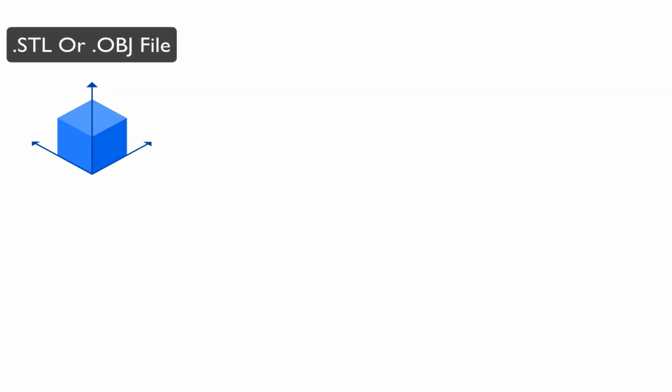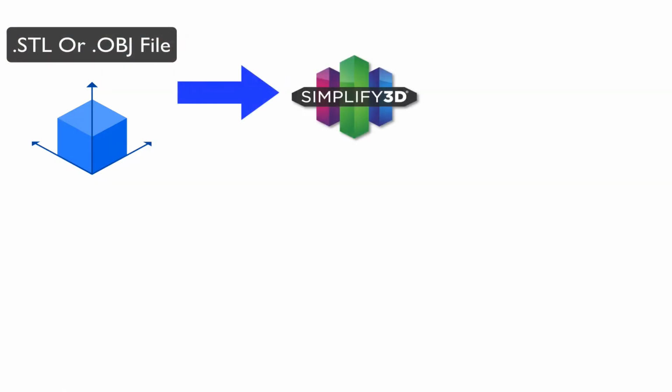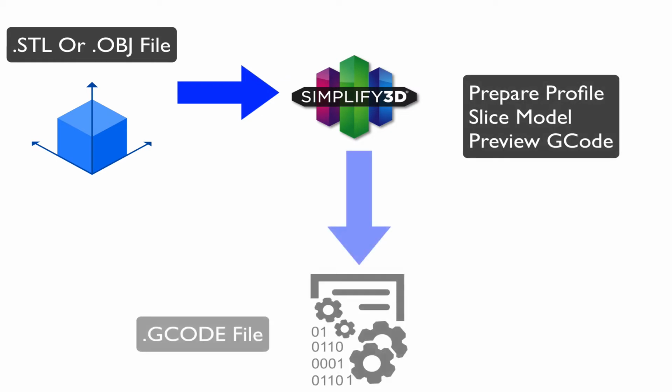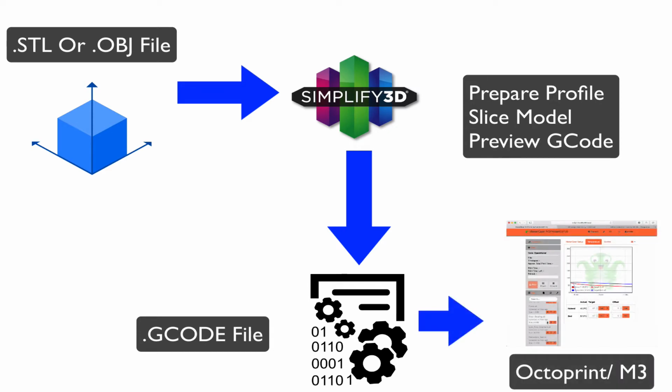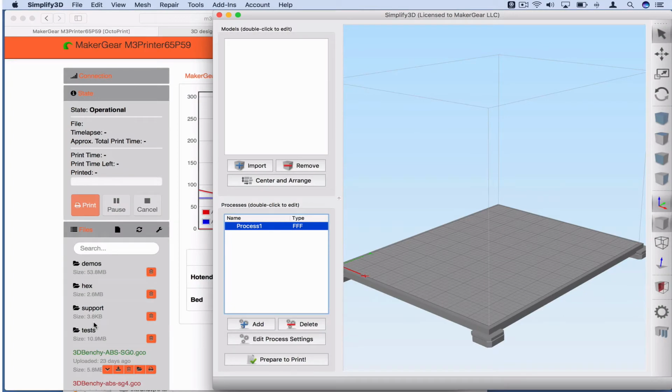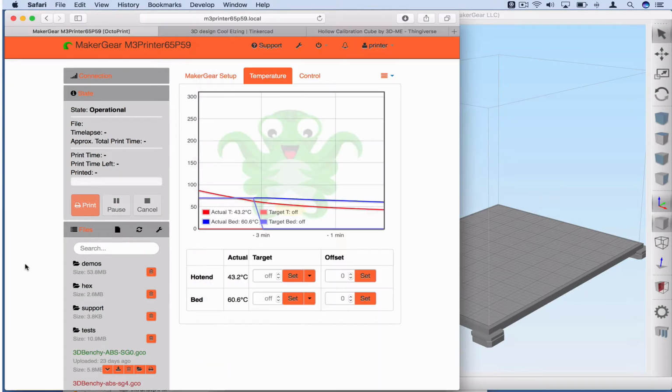In this workflow, we're going to take our model into Simplify3D. We're going to then prepare, slice, and preview it, and export a G-code file. We can take this G-code file into OctoPrint and then print it to our M3 3D printer. So Simplify3D can take STL or OBJ files. So where do we get some of these?